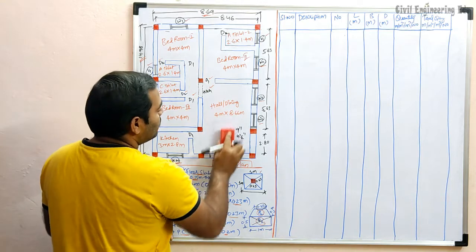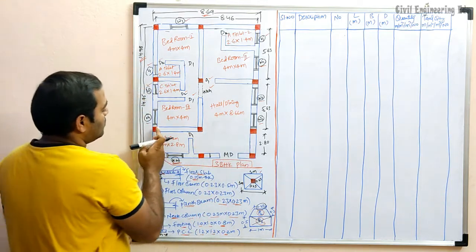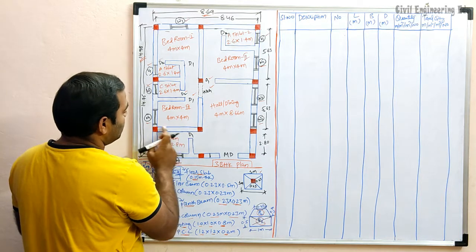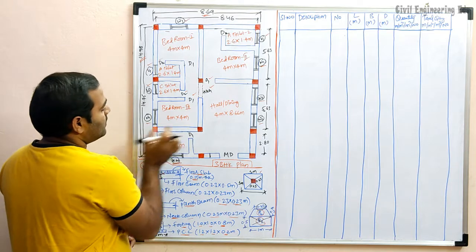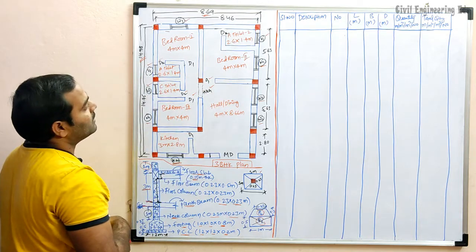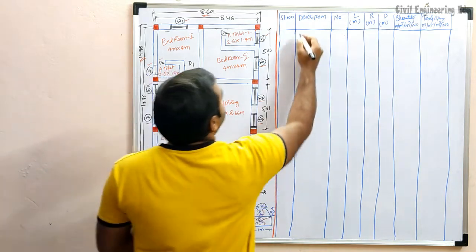You can see the blue lines. All these blue lines are between the columns. This is a column, this is a column, and the length between the faces of the columns is a brick wall. Similarly, we have to calculate all the walls. Now let us see the brickwork calculation.